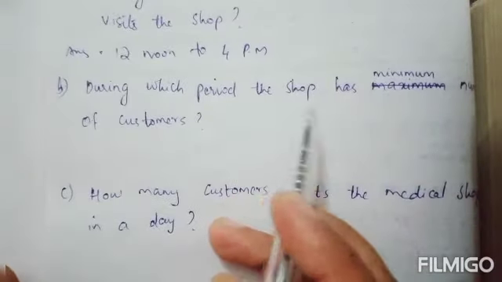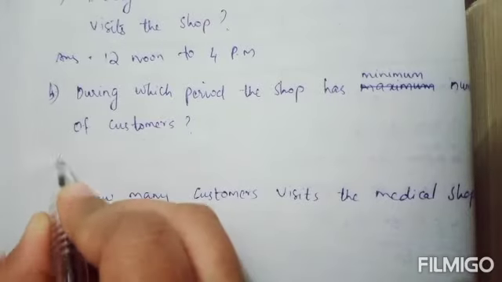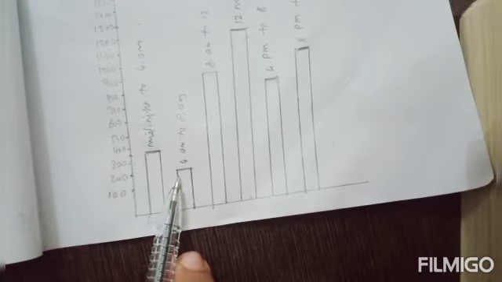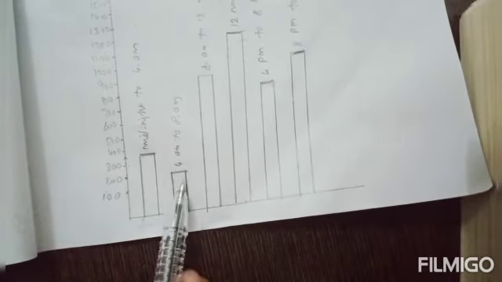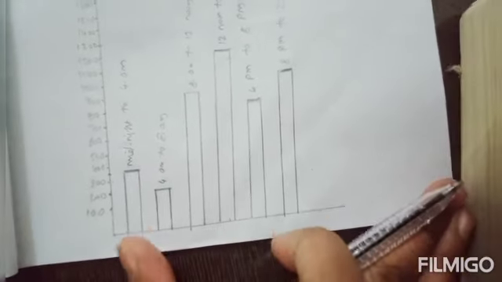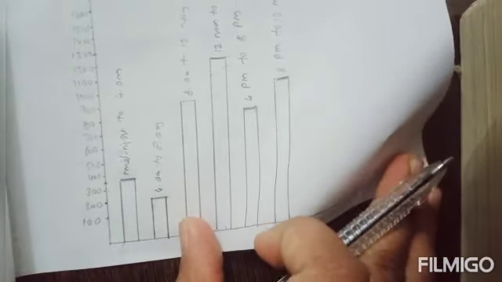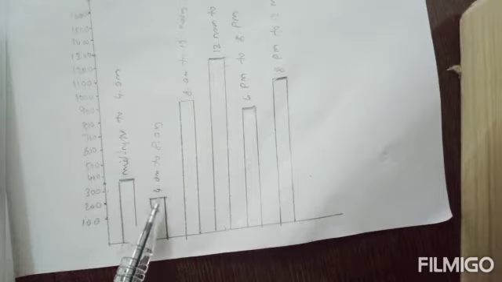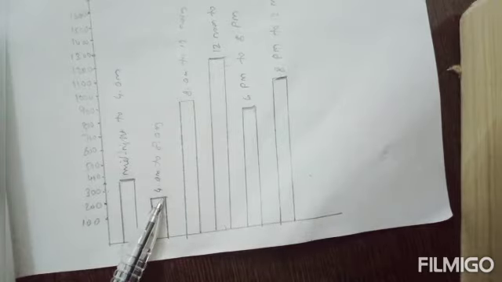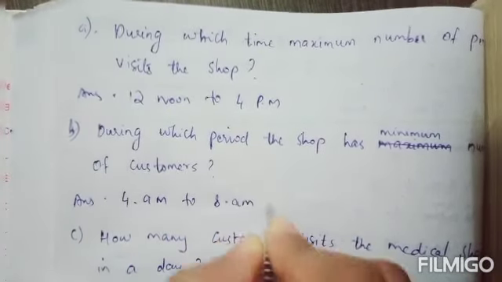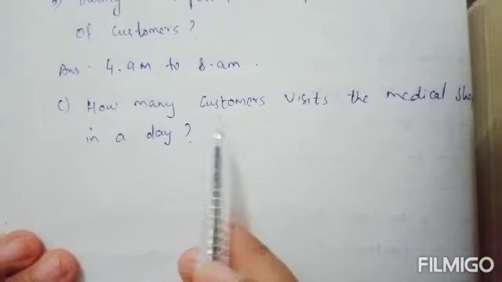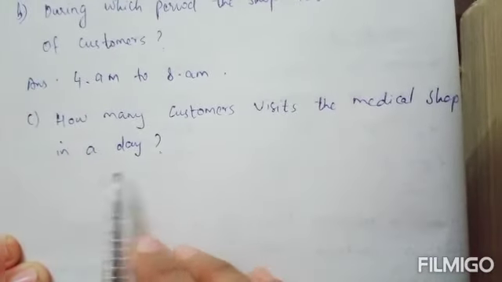Now, during which period does the shop have the minimum number of customers? You can see the graph. The rectangle with the smallest height is for 4 AM to 8 AM. So that is the answer, 4 AM to 8 AM.